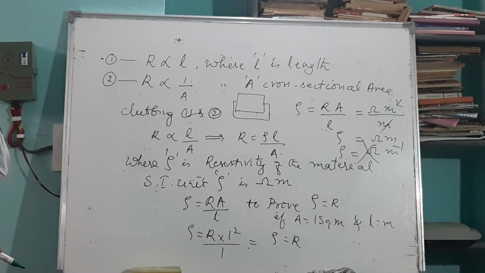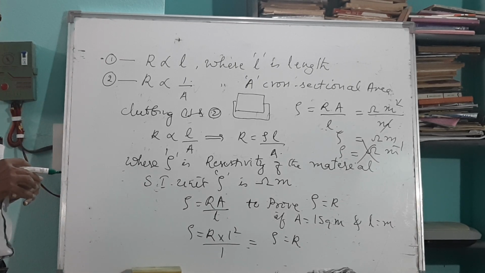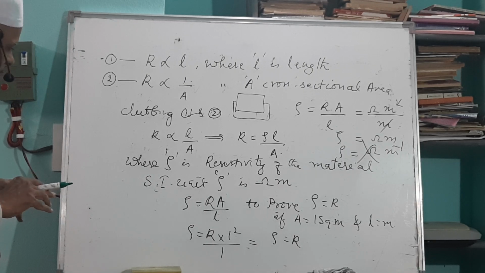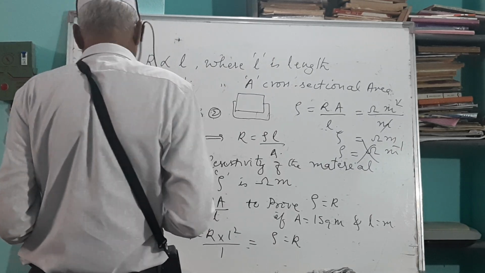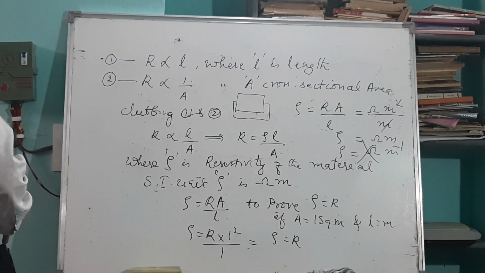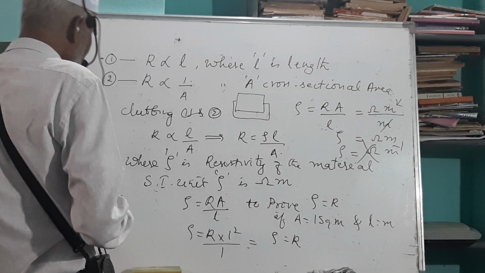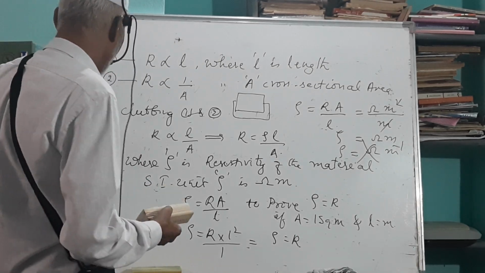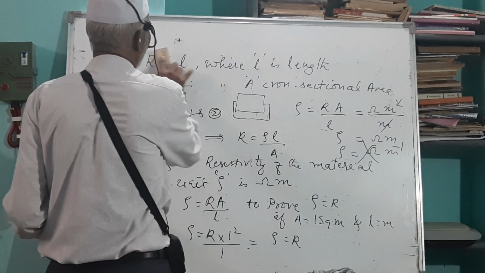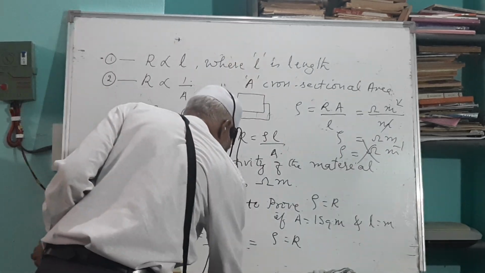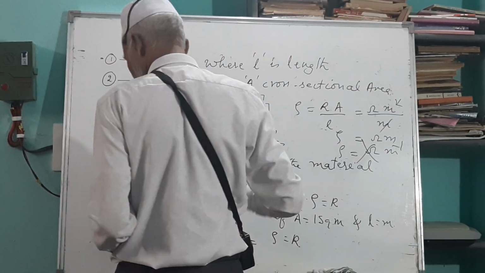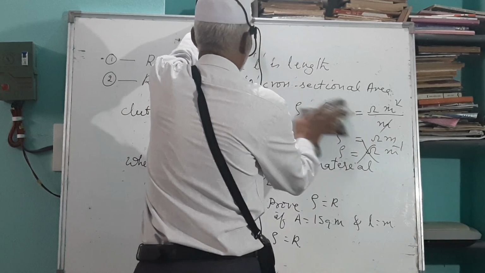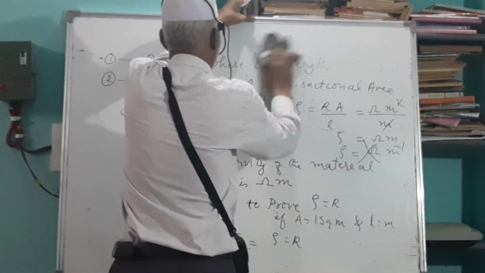This is the theory. This is the old version of how to find the relation of the resistivity. Nowadays the trend in NCERT is different. According to NCERT, you have to consider a conductor slab of length L. So this is a conductor.